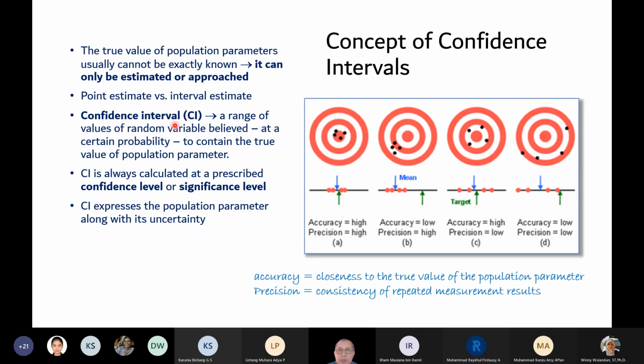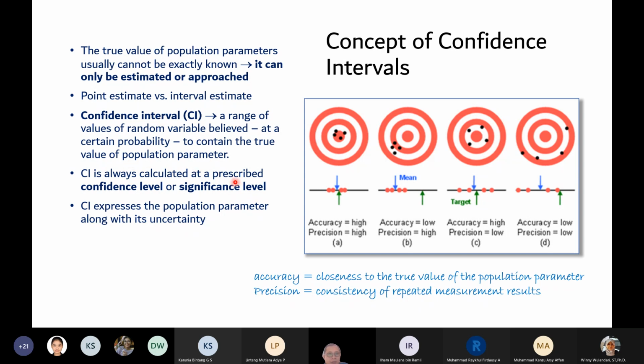Selang keyakinan ini adalah suatu rentang nilai, ya, suatu rentang nilai bilangan acak yang kita percaya pada suatu tingkat probabilitas tertentu bahwa dia mengandung nilai sejati parameter populasi yang kita tidak pernah tahu, ya. Kita tidak pernah tahu berapa nilai eksak dari parameter populasi tersebut. Kita hanya bisa mengira-ngira saja. Oke.